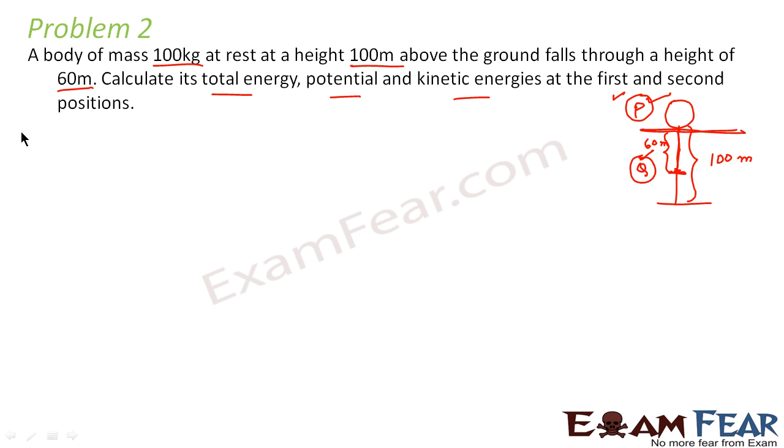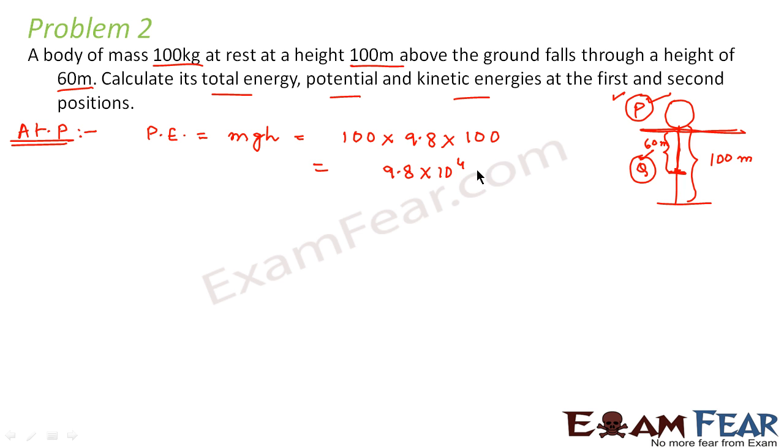So let us calculate at point P. That is the first position. First we will calculate everything at first position. So at point P, what will be the potential energy? Potential energy will be mgh. So what is m? M is 100 kg, g is 9.8, and what is height? For point P position, it will be 100 meters. So this is 100. So this will be 9.8 into 10 to the power 4 joules. So this is the potential energy.